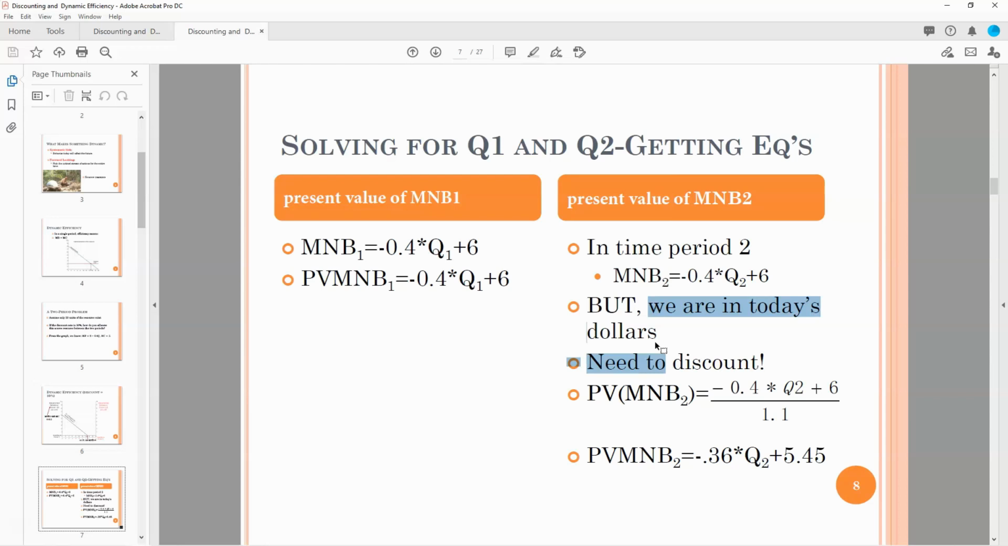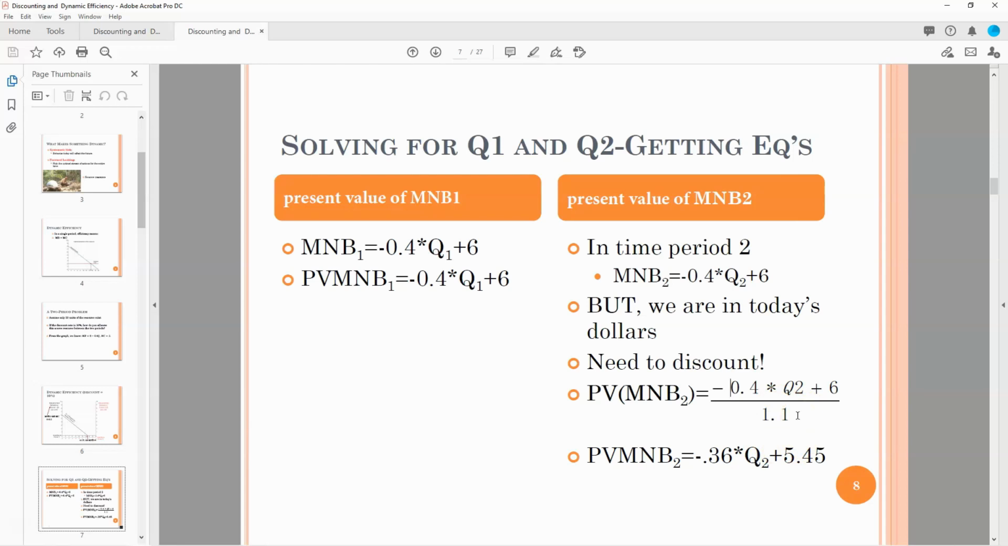That means we need to discount the marginal net benefit in period 2. So we need to calculate the present value of the marginal net benefit in period 2. Given the interest rate is equal to 10%, the present value of MNB2 is equal to minus 0.4 times Q2 plus 6, over 1.1, and we get 1.1 from 1 plus 10%.